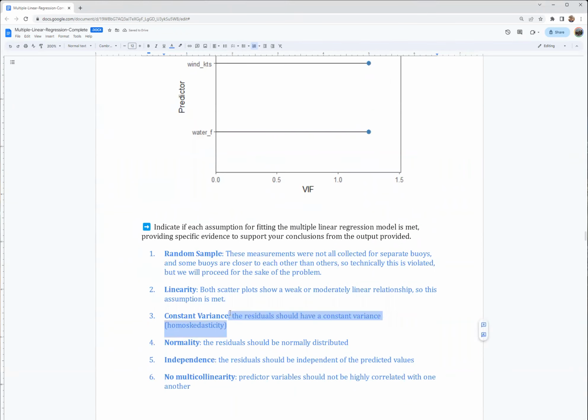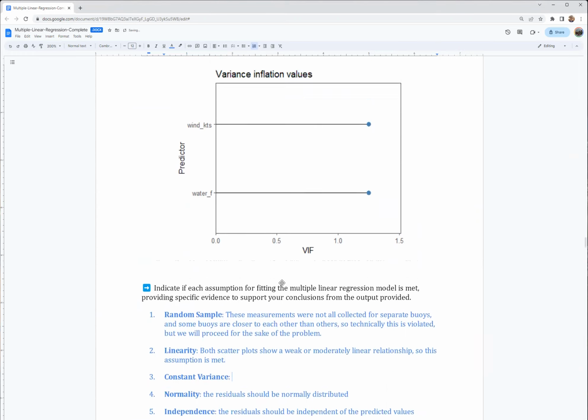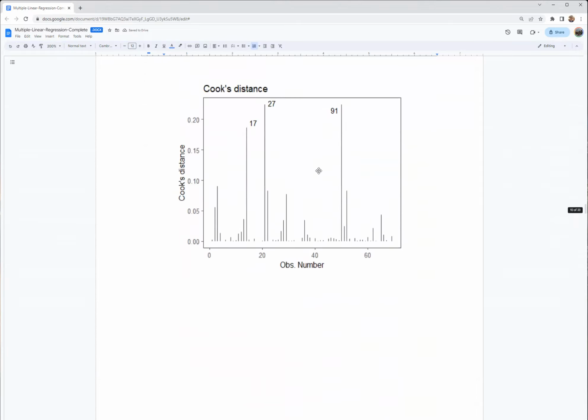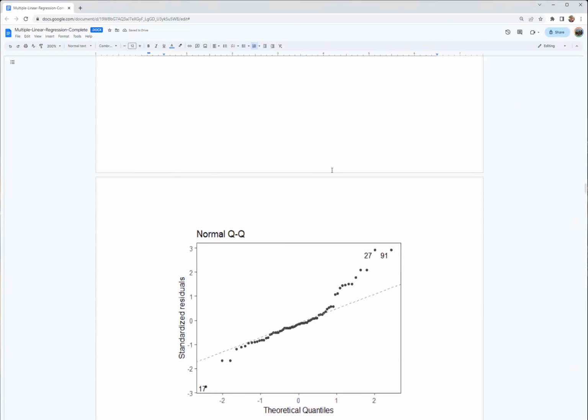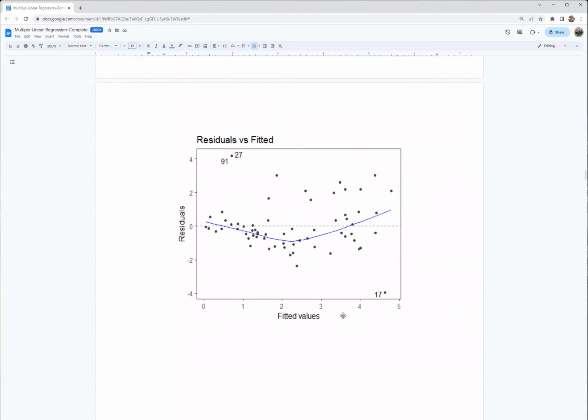Okay. Constant variance. So for the constant variance assumption, which is formally called homoscedasticity, we're going to be looking at this residual by fitted value plot. And what we're looking for is we want a constant vertical spread as we go from left to right on the plot. Okay, so again, some examples of how this would look if it were violated.